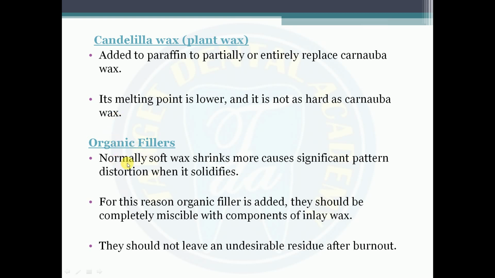Organic fillers: normally soft wax shrinks more, causing significant pattern distortion when it solidifies. For this reason, organic filler is added. They should be completely miscible with the components of inlay wax. They should not leave an undesirable residue after burnout.